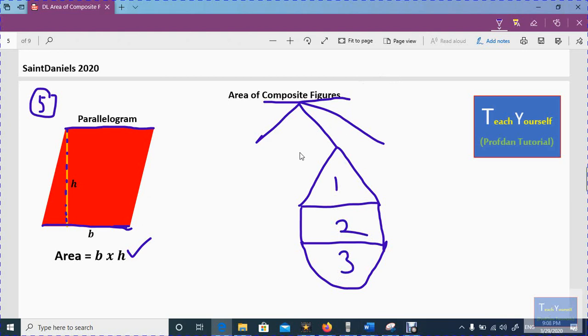To find the area of such a figure, you need to decompose it, that is, split it up into recognizable figures. To decompose this, I know that I have a triangle, which I know, I have a rectangle, and I have a semicircle. Once you find the area of each figure, you can add, as the case may be, or you may subtract, depending on how the composite figure is.